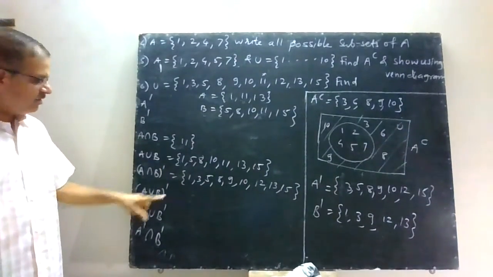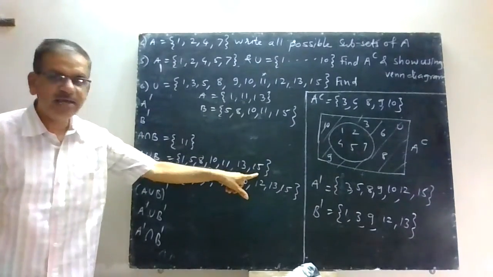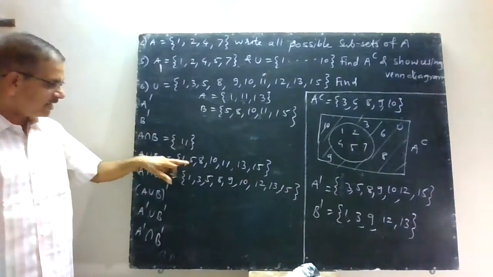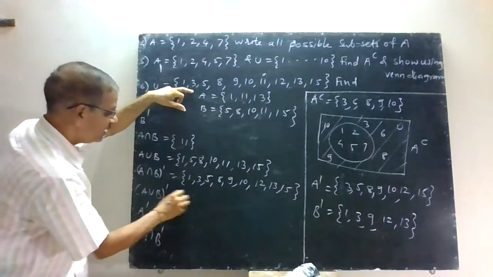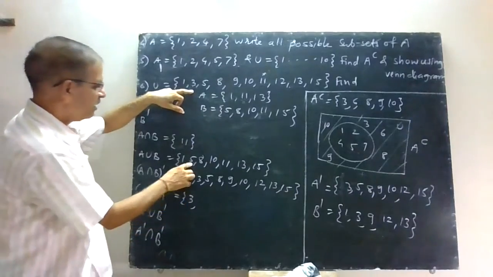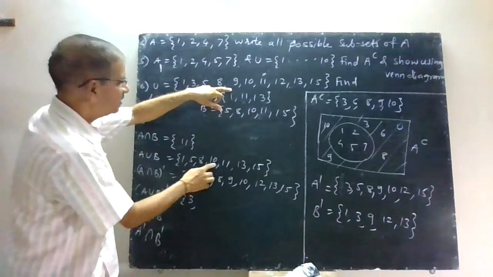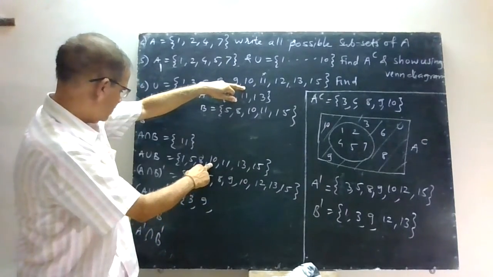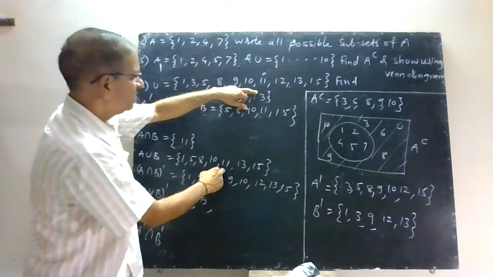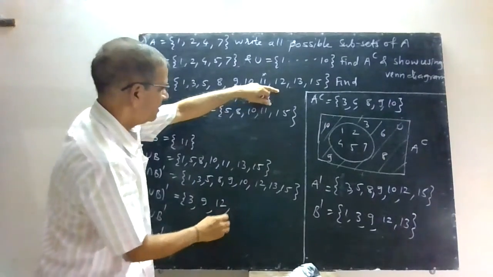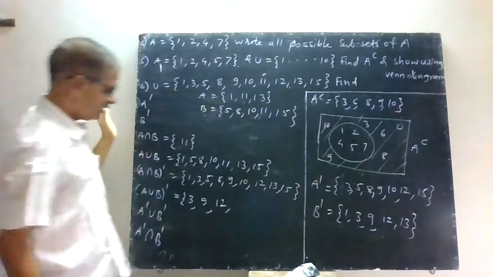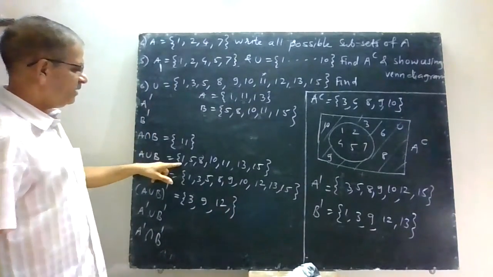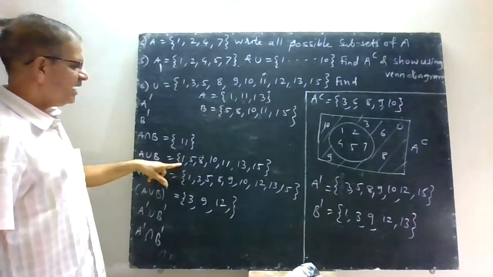Then (A union B) complement: these are the elements in A union B. Complement means elements which are not in this set but are in the universal set. So 3, 5 is here, 8 is here, 9 you will write, 10 is here, 11 is here, 12 you will write, 13 and 15. That's all. So 3, 9, 12 is (A union B) complement.